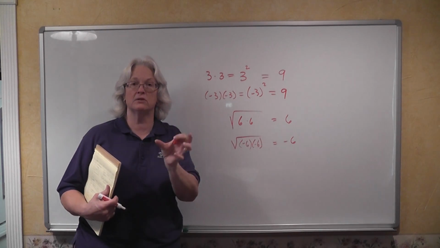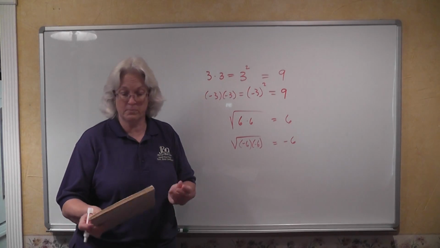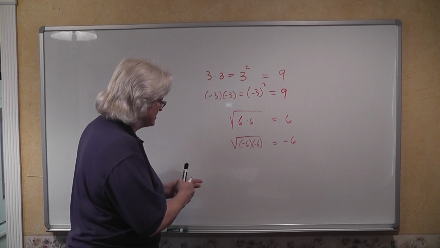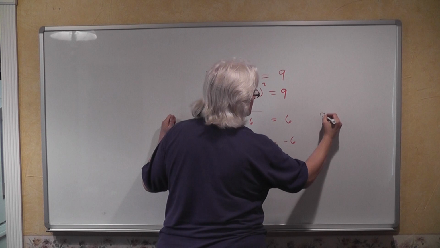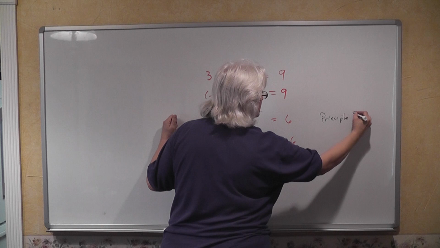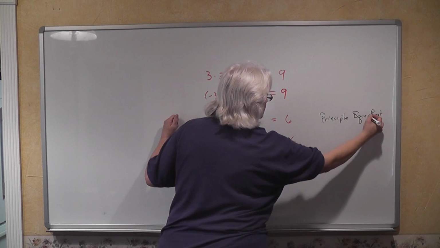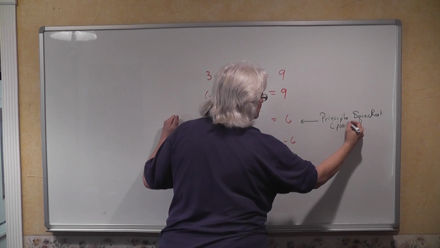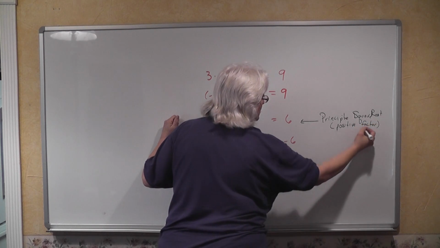And this is where we get into a shade of definition and what we're going to use all of the time, or at least for now. We're going to use what they call the principal square root. So principal square root. That's always the positive factor, or the positive root.